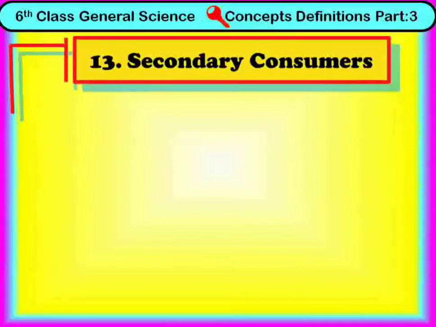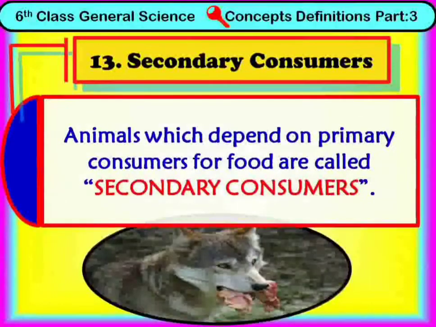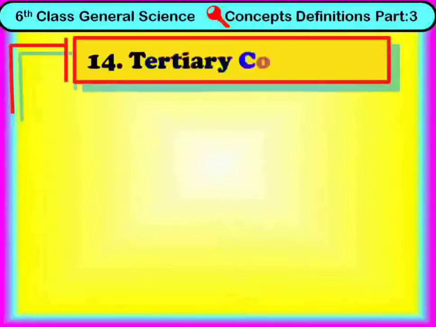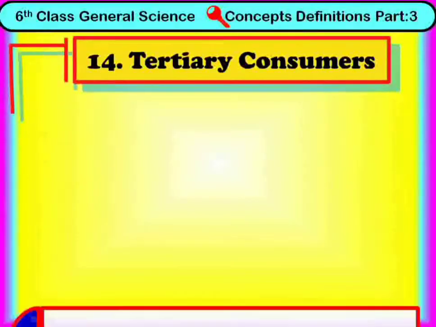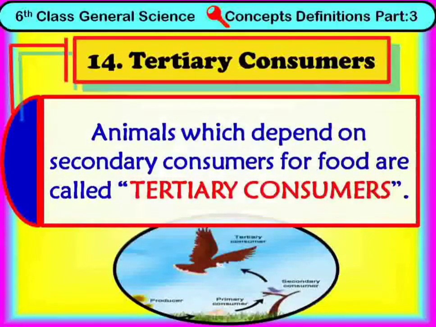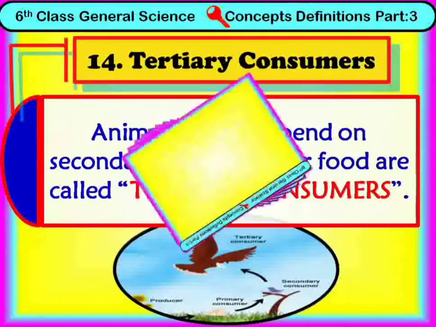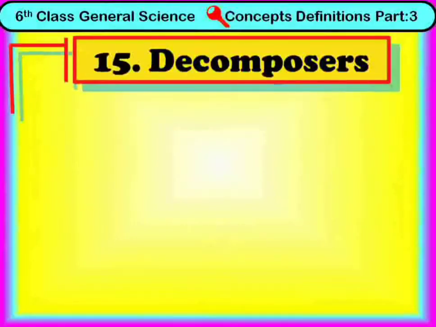Secondary consumers. Animals which depend on primary consumers for food are called secondary consumers. Tertiary consumers. Animals which depend on secondary consumers for food are called tertiary consumers or top carnivores.